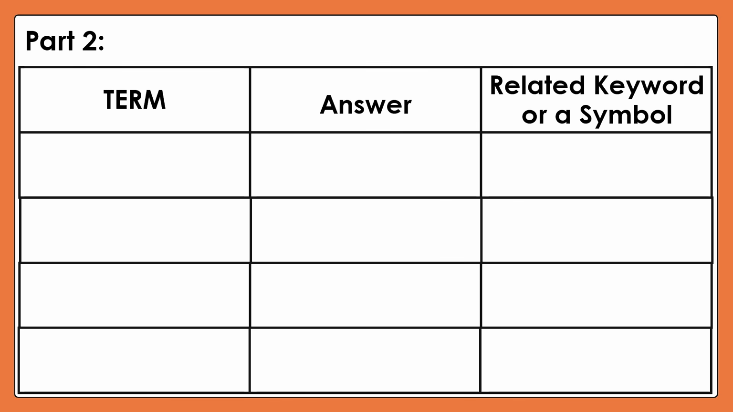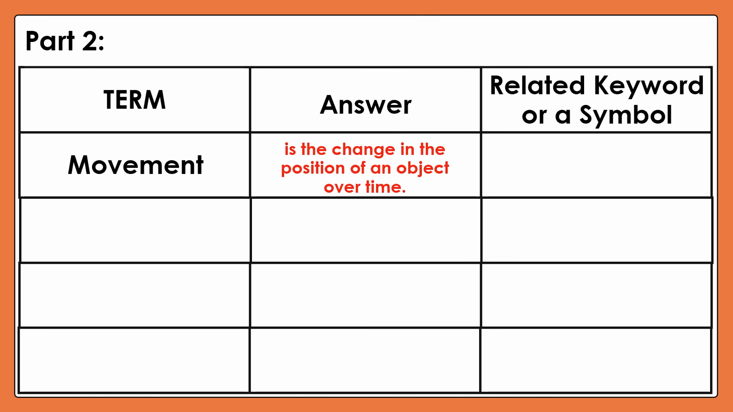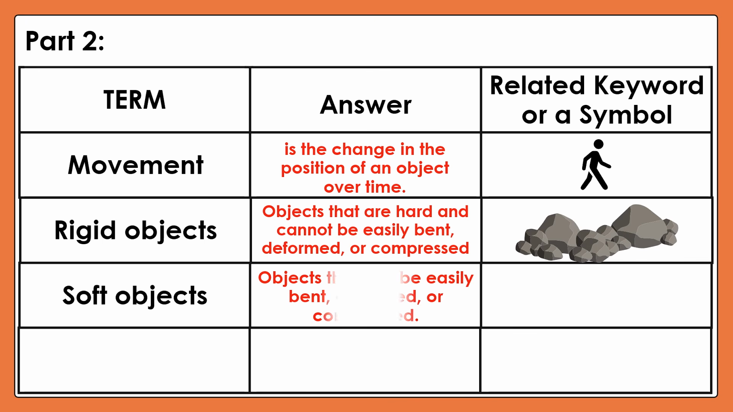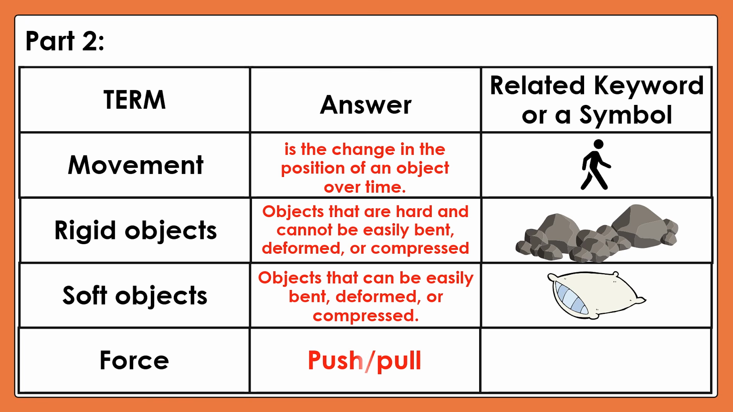Now, let us define. Movement is the change in the position of an object over time. Rigid objects. Objects that are hard and cannot be easily bent, deformed, or compressed. Soft objects. Objects that can be easily bent, deformed, or compressed. And force, push, or pull.